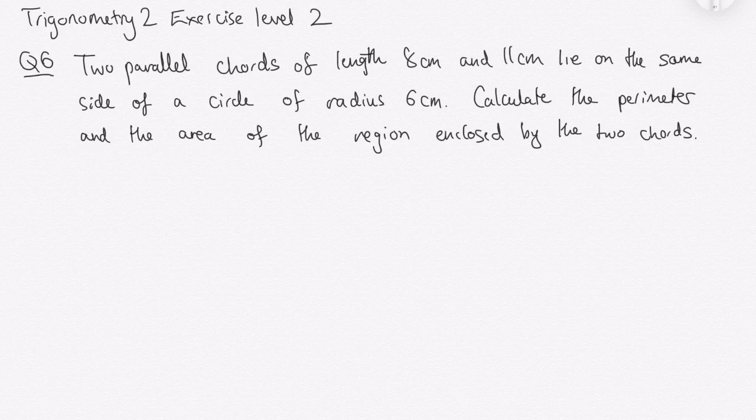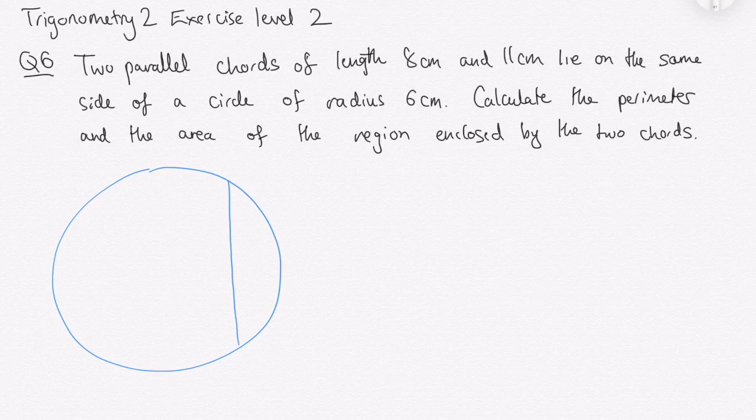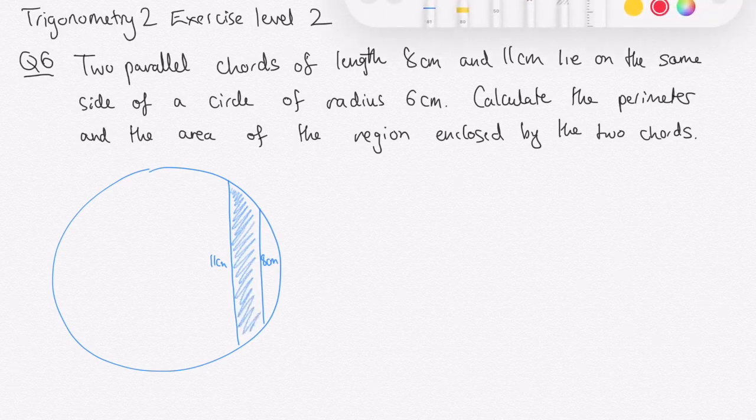In this video, I want to look at the solution to question 6 from Trigonometry 2, exercise level 2. In this question, we have a circle with two chords, a longer chord of length 11 centimetres and a shorter chord of length 8 centimetres. We're asked to find the area enclosed by these two curves, so this area here, and also the perimeter of this section, so the length that I am covering in red.